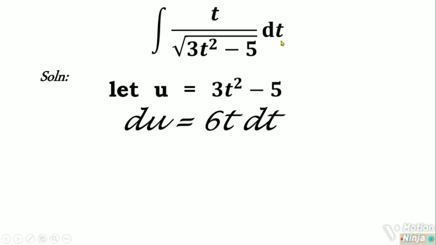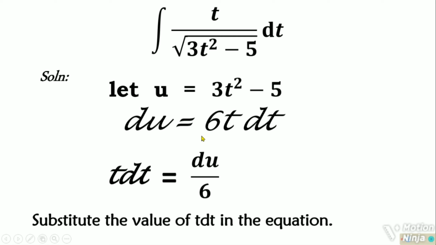Here we can see we have t dt. So we want to replace t dt with another mathematical statement, and here is where we are going to start. We have to make t dt the subject. So t dt will be equal to du over 6. It's simple, we divide by 6 on both sides. So we are going to substitute the value of t dt in the place of t dt in that integral.